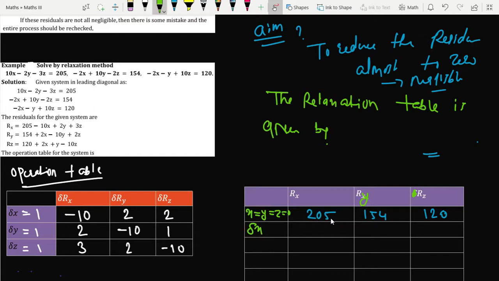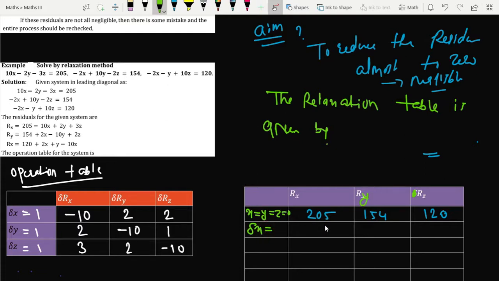The maximum value of residuals, so we have to use the increment with respect to that variable. So the maximum value is with respect to residual x, so we have to consider the increment in x, which is equal to, now it depends upon the problem.